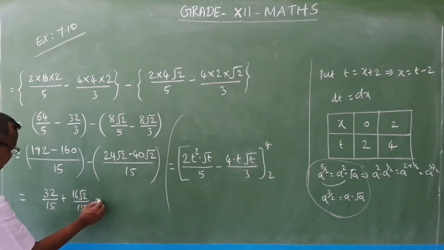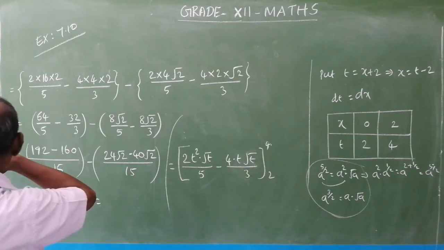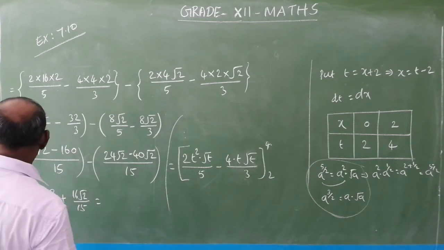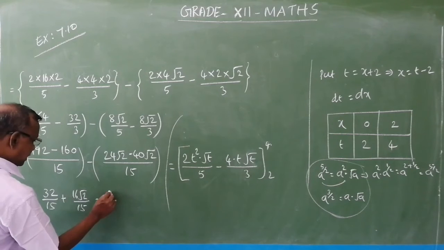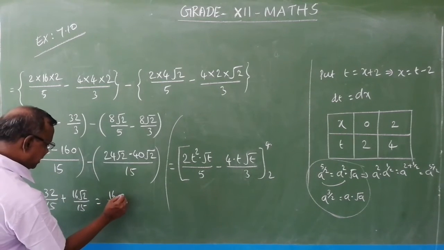Now we can take 16 root 2 as common. Now take 16 by 15 as common.